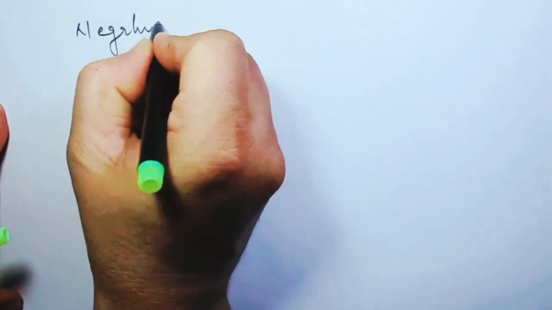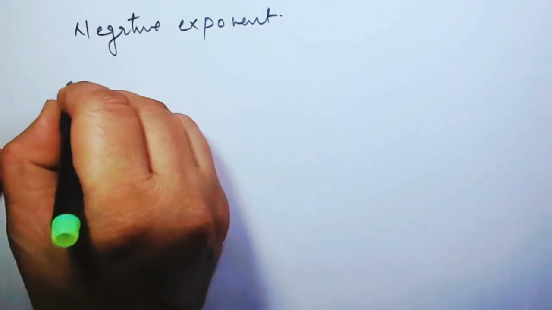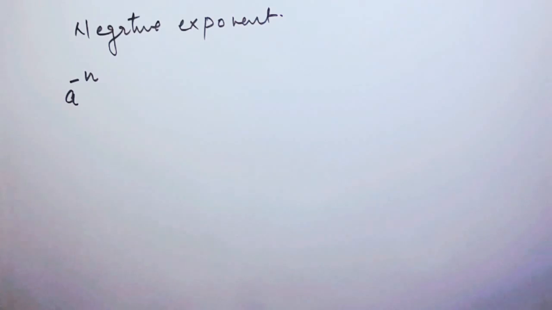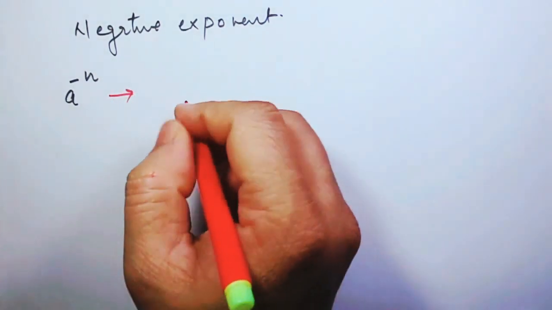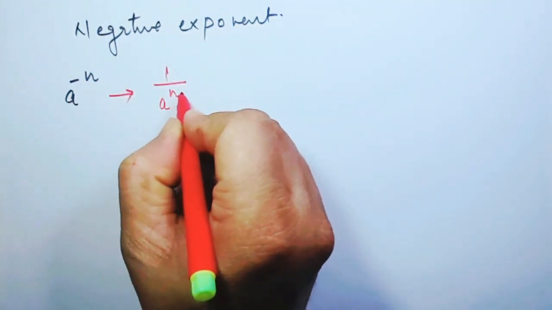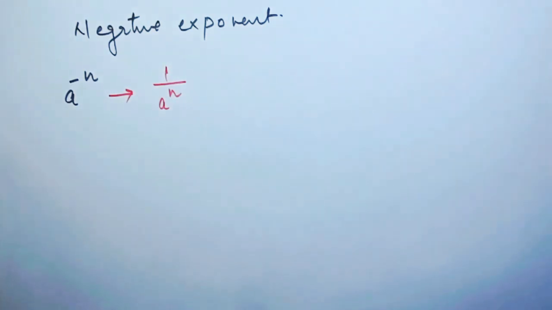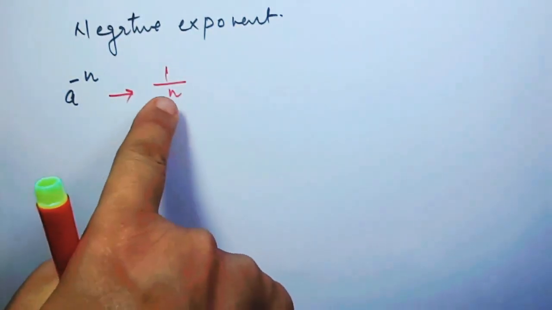This is also very important. Let me write negative exponent, integral exponent. A to the power minus n means if you have a negative exponent, then you can easily change this to a positive value by converting it into its reciprocal. I hope this was loud and clear. If you have a negative exponent, you can convert this into its reciprocal.